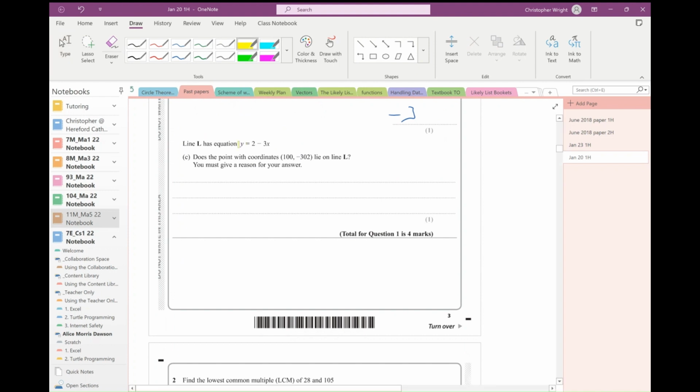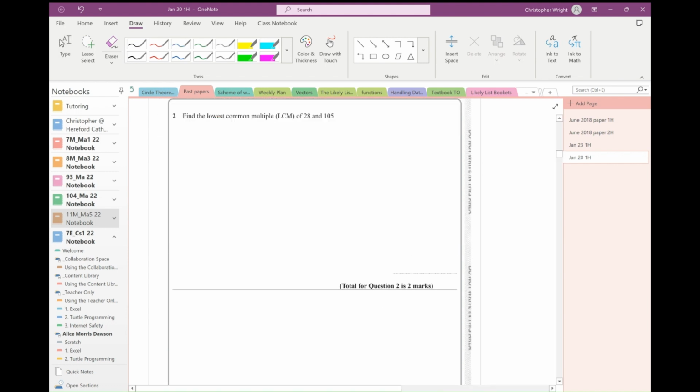Okay, a line has this equation. Does the point with those coordinates lie on the line? Okay, let's have a look. Well, I notice this point has an x coordinate of 100. So let's see what our equation says that y should be if x is 100. Y would be, substitute 100 in there instead of x, y would be minus 298. Oh, not minus 302. So does this point lie on the line? No, it doesn't.